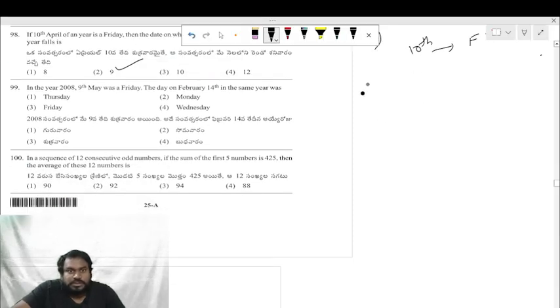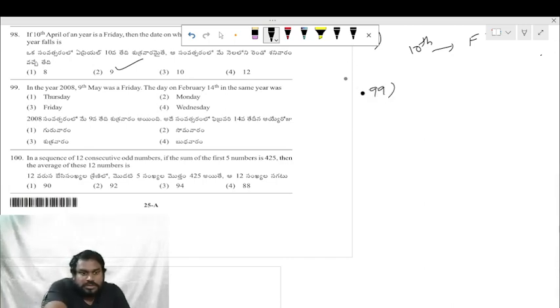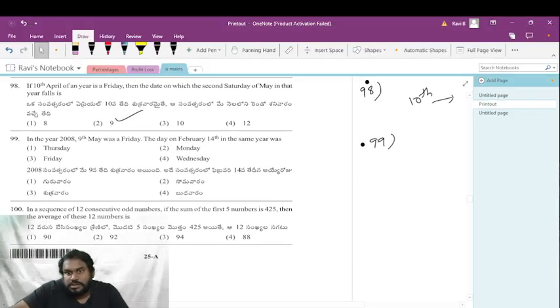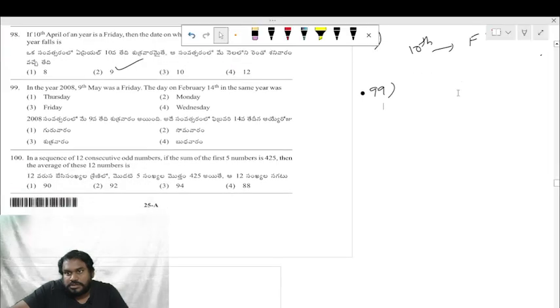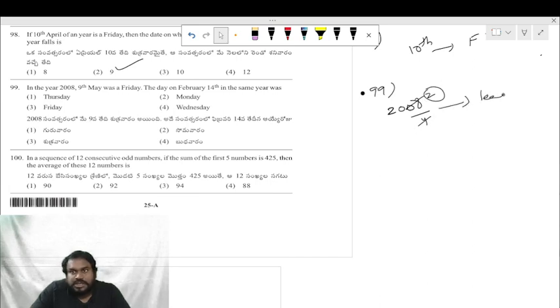So question number 99. See, there is a leap year. 2008 is a leap year. How can you conclude that 2008 is a leap year? Because the last two digits should be divisible by 4, so it is cancelling. So it is a leap year. Leap year means 29 days in Feb. He's asking, what is the day on 14th Feb?